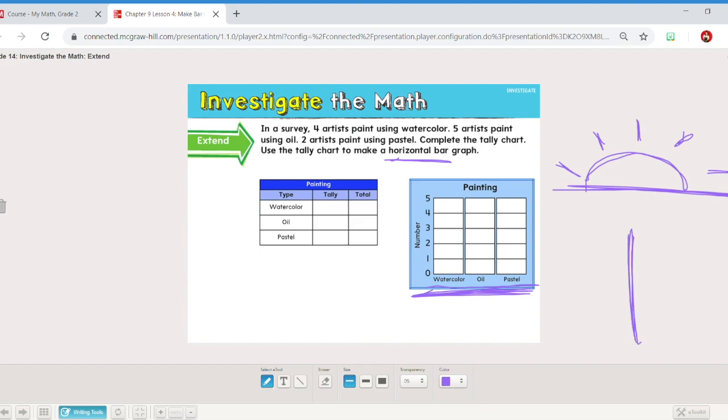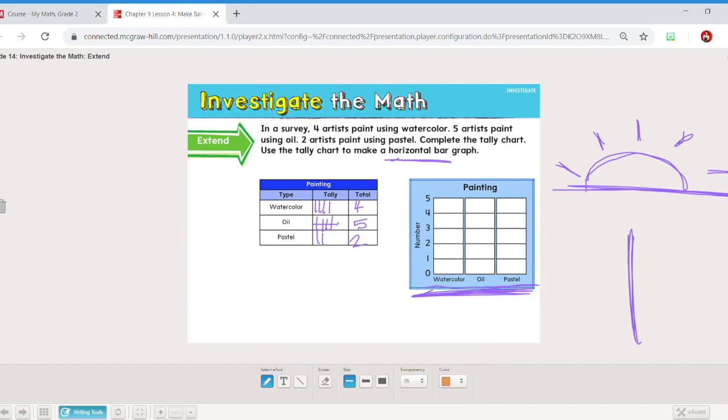So in a survey, 4 artists paint using watercolors, 5 artists paint using oil, and 2 artists paint using pastels. So we'll do tallies first. 4 watercolors, 5 oil, and 2 pastels. Make sure you write your totals. It's a lot easier to go back and check those numbers than it is to count the tallies.